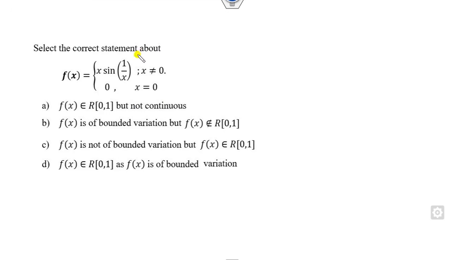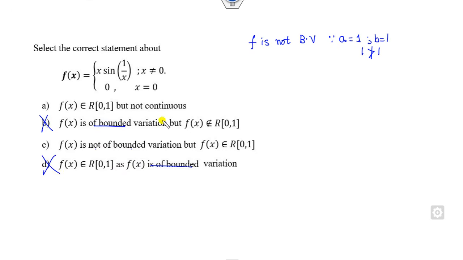Okay, look at this one. Which of the following statements is correct? It clearly says f is not of bounded variation. Why? Because a is 1 and b is 1, and 1 is not greater than 1. So f is of bounded variation, so cancel the option "f is not bounded variation" and the other option as well.